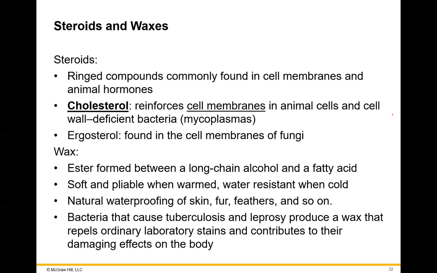For animals, we have cholesterol to give stability. Fungi, they have ergosterol. Okay.